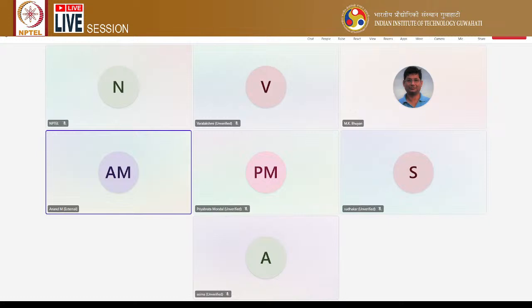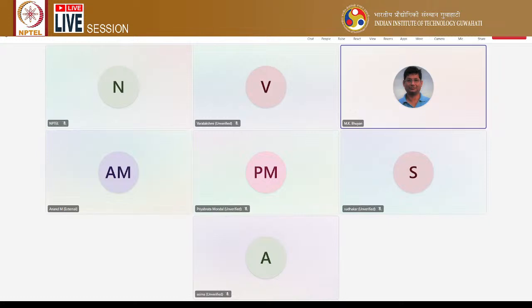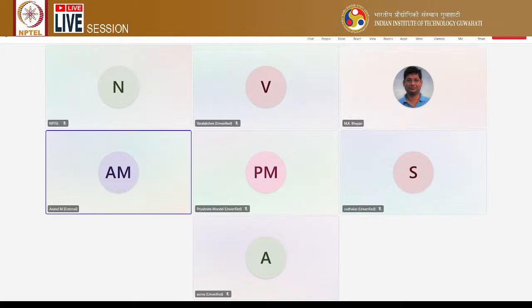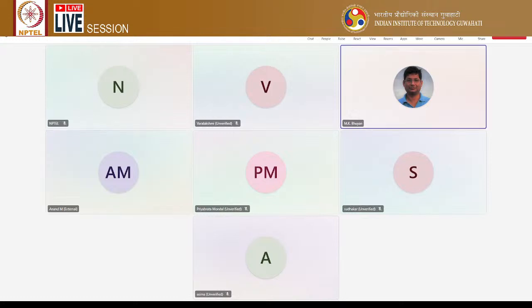Image prediction, comparison of image prediction. Your input is the image, and you have to show the name of the image.